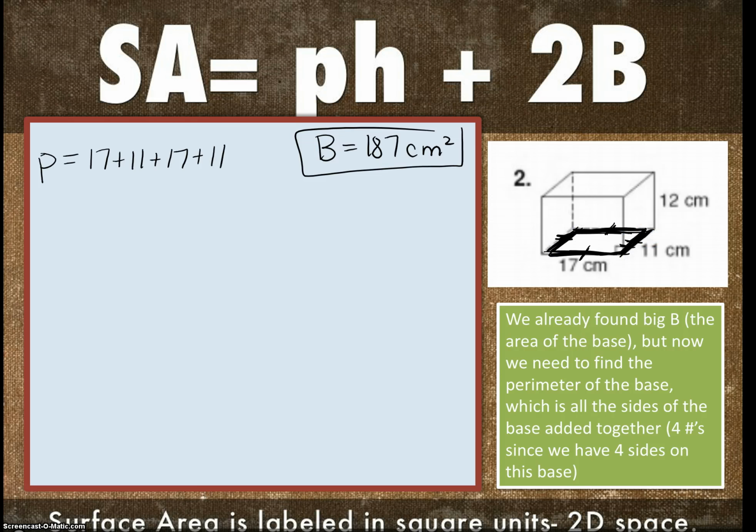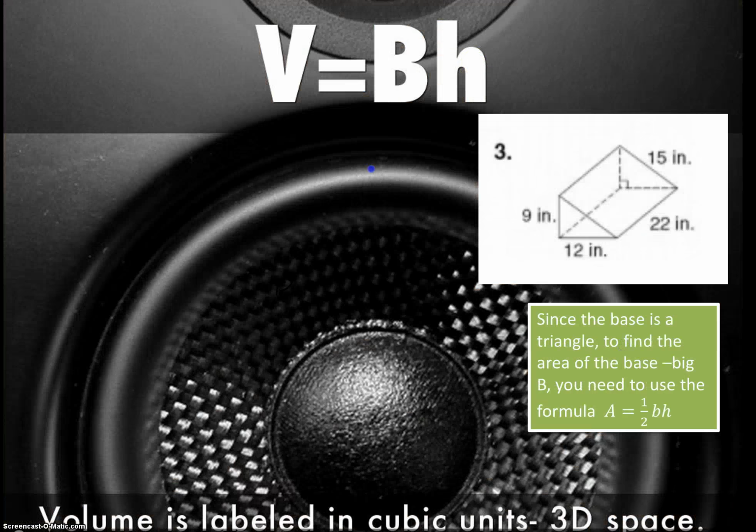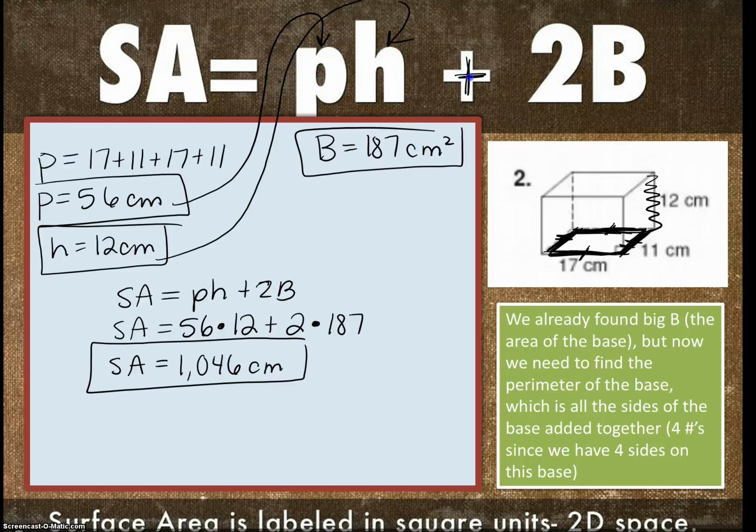Pause the video and see if you can find the surface area. So I got my perimeter to be 56 centimeters. I'm going to plug that in for my perimeter. My height is a number I have not used yet, which is 12 centimeters. So I'm going to multiply that by my perimeter. Then I am going to add 2 bases, so 2 times the area of my base, which was 187. My final surface area is 1,046 centimeters, but whenever I see an A for area, I also have to put a 2 for squared.